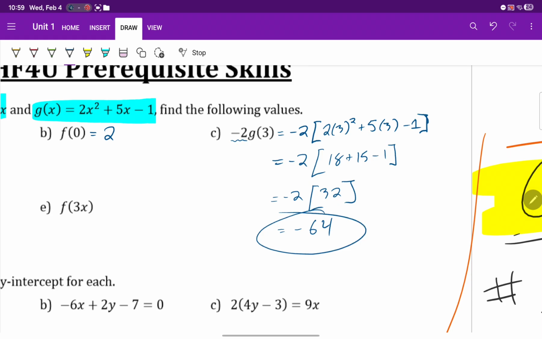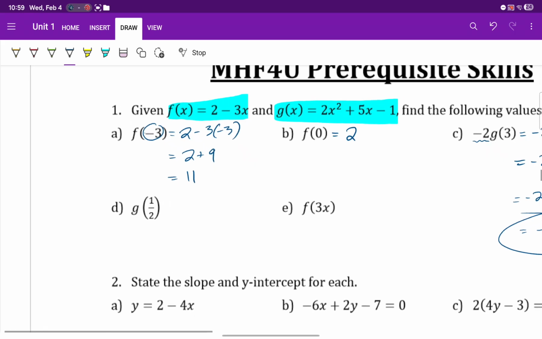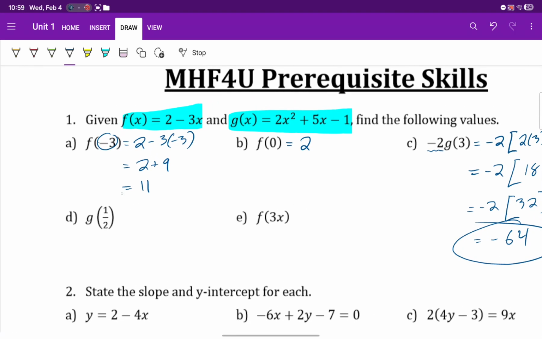Again, I don't have my answers in front of me, so there could be an arithmetic error, but I think we're okay there. Okay, with the next one, we're subbing in a half. Again, I did mention earlier that I do like to work in fractions and keep my answers in fractions. Okay, I do accept decimals, but like I said, I do prefer fractions.